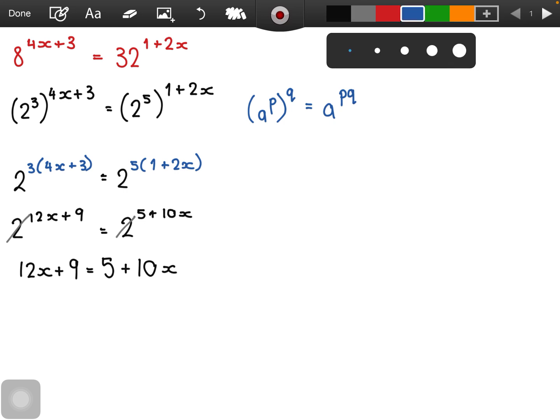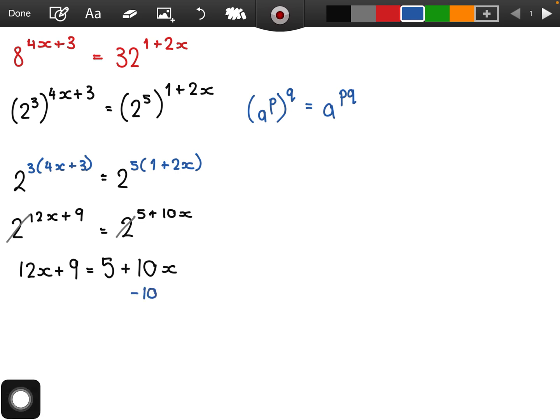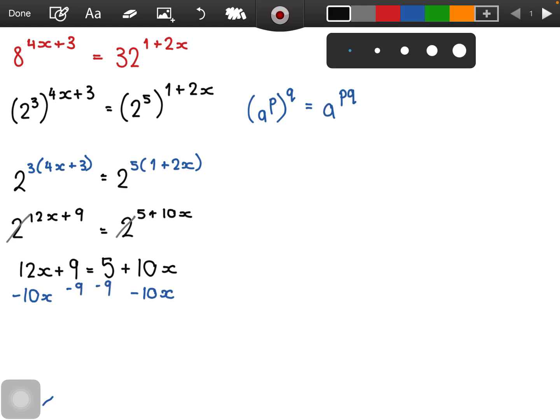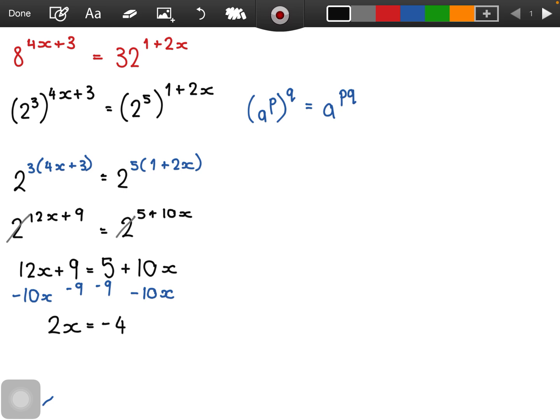And once we get there, this is what we're used to now. We can find x by getting all the x's on one side of the equals. So I'm going to subtract 10x from both sides to move all the x's to the left. And likewise, I'm going to move all the numbers to the right. I'm going to do it in one step here. I'm going to get rid of the 9 from the left-hand side, so I have to subtract it from the right-hand side as well. So I end up with 2x is equal to minus 4.